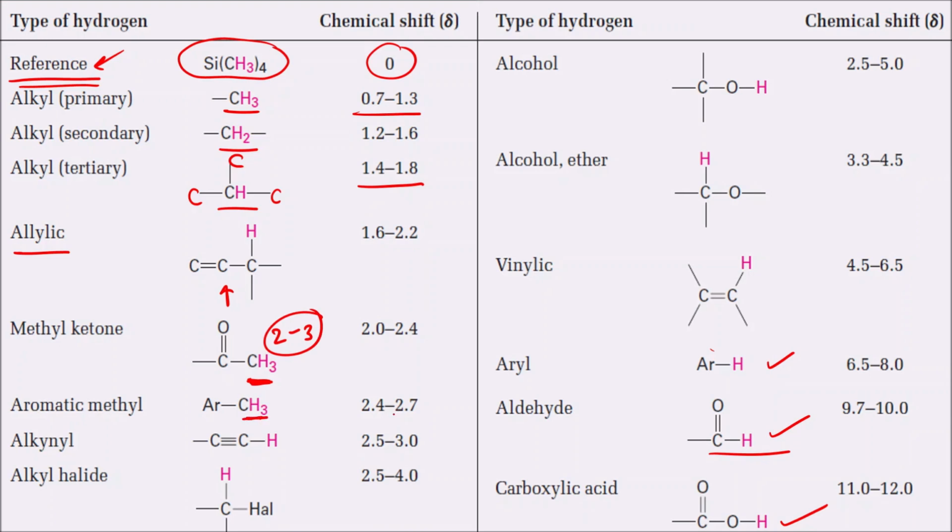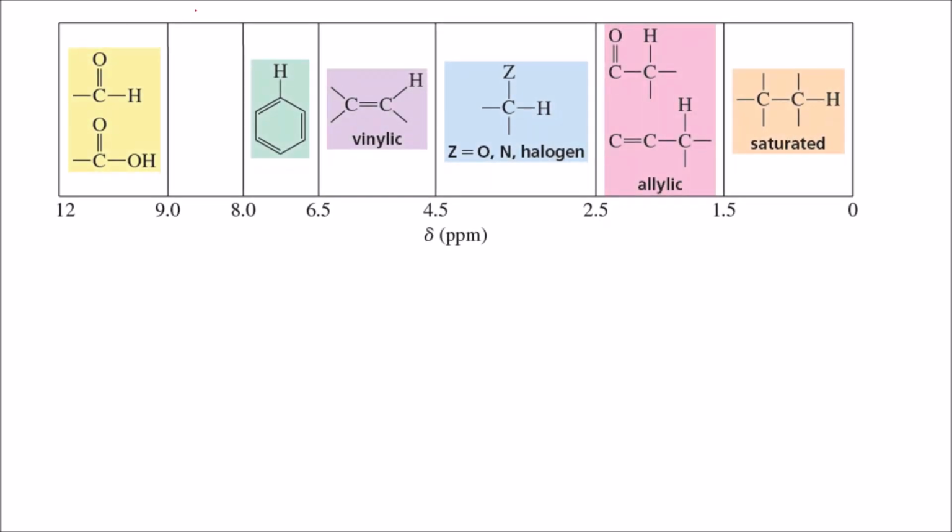Then aromatic methyl, it is 2.4 to 2.7. Okay, these are some of the values that you can remember. And very important, hydrogen directly attached to oxygen is going to be 2.5 to 5, or mostly it is found around 4 to 5 ppm. Okay, now the values being more difficult to remember, you can remember them by this pictorial representation.